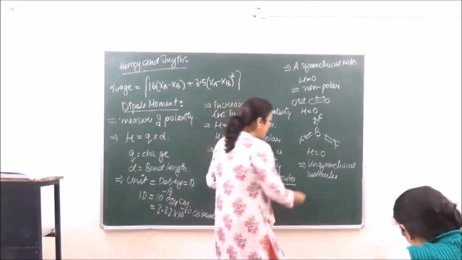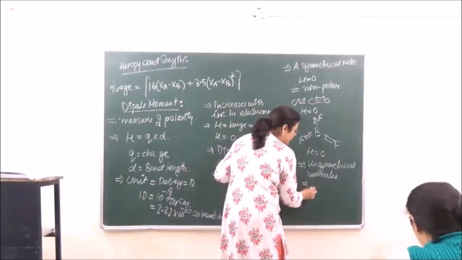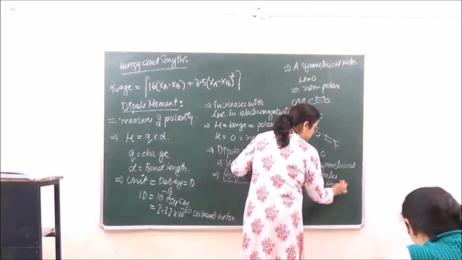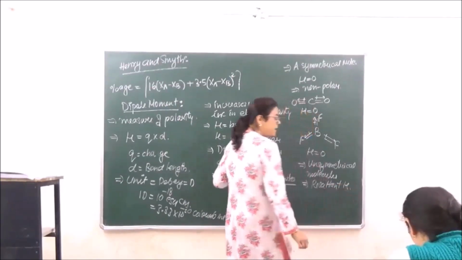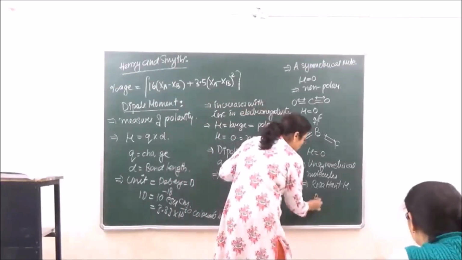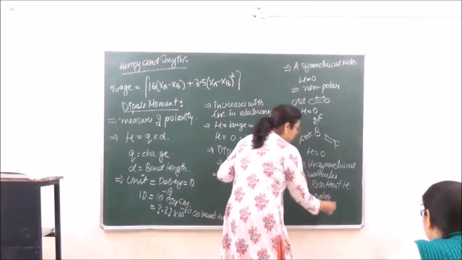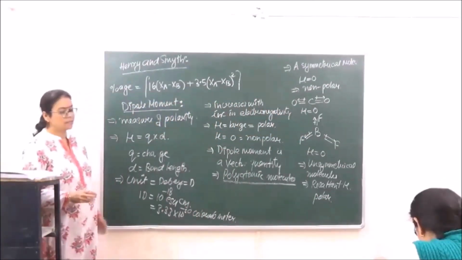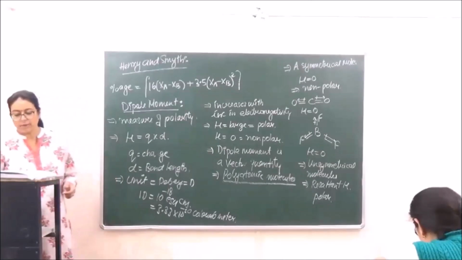Whereas when we are talking of unsymmetrical molecules, they all have a resultant dipole moment. They have a set value of mu which is going to be greater than 0. Then such molecules are said to be polar in nature. Okay? Understood? Let's take a few examples over here also.